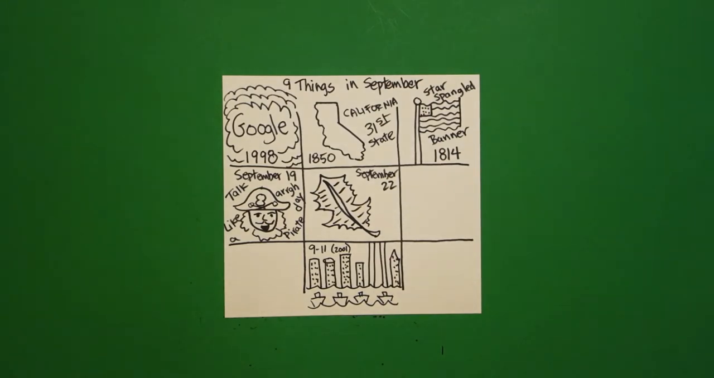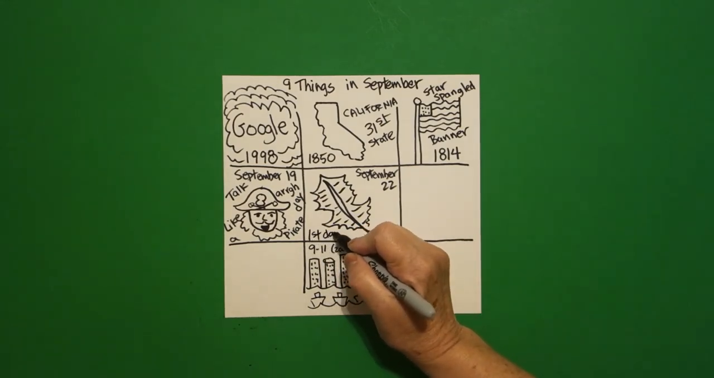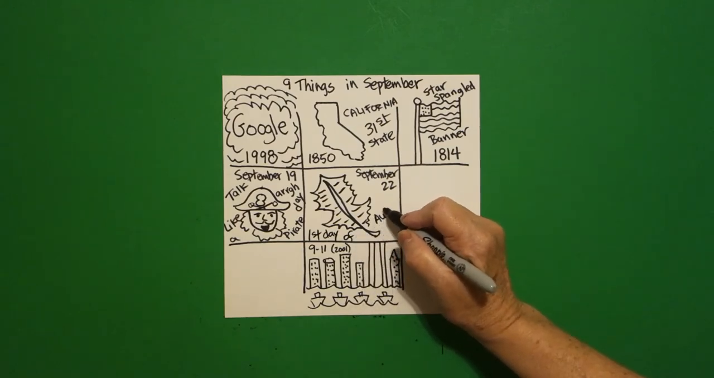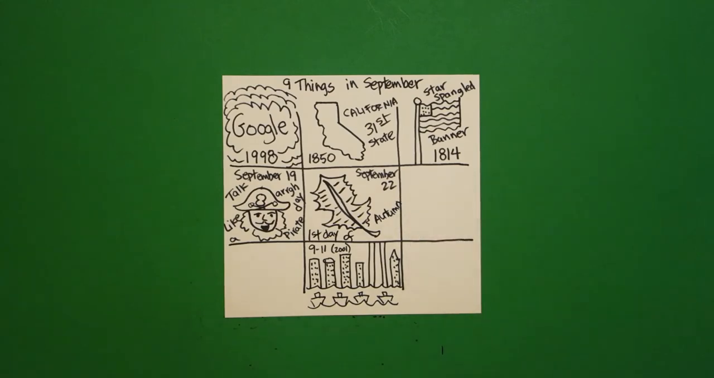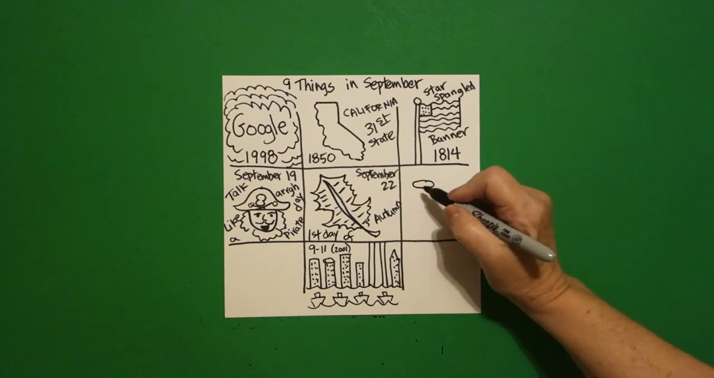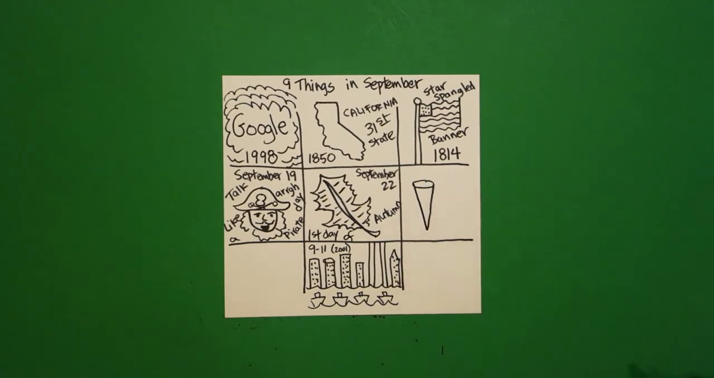And what is September 22nd? It is the first day of autumn. Or fall, we'll put autumn.